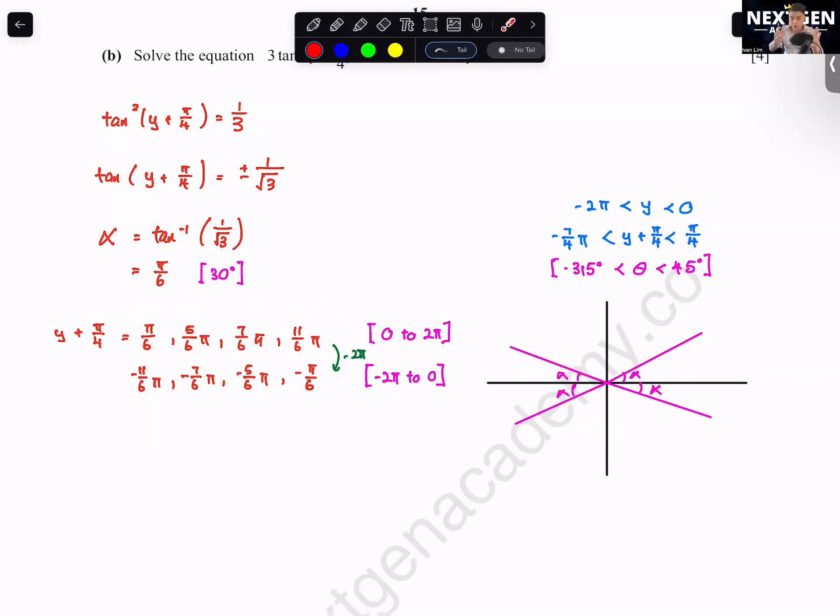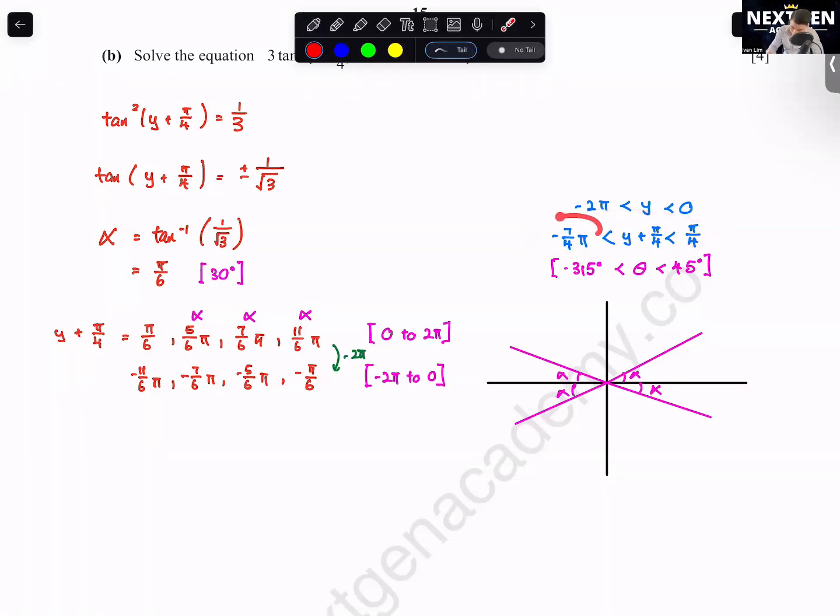Everyone got it? Now from these 8 answers, you have to take the values that only satisfy this domain. That means I only want from negative 7 over 4 pi to 1 over 4 pi. Which one is out? Because this is the domain for y plus pi over 4. Which one do I have to reject? The positive ones, I can only take until pi over 4, right? 5 over 6 is bigger than pi over 4 already. So this one I will reject, reject, reject. I don't want them, because they are out of this domain already.